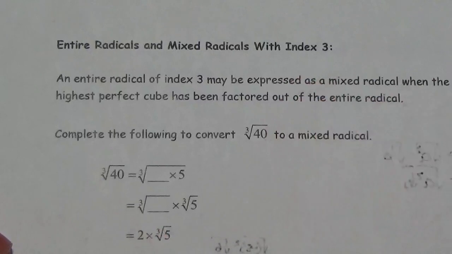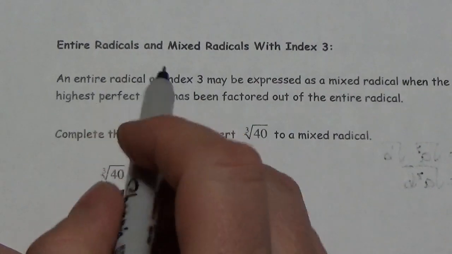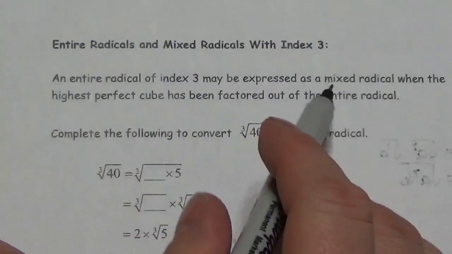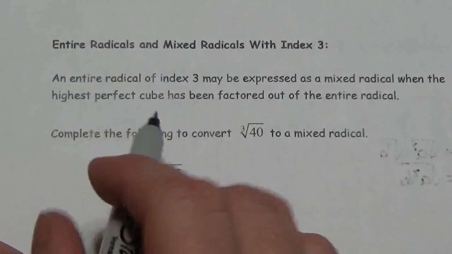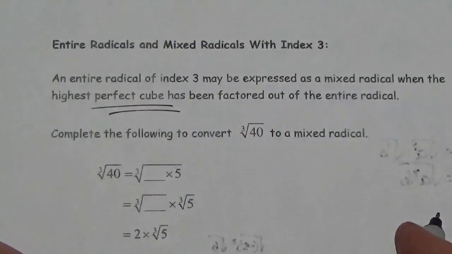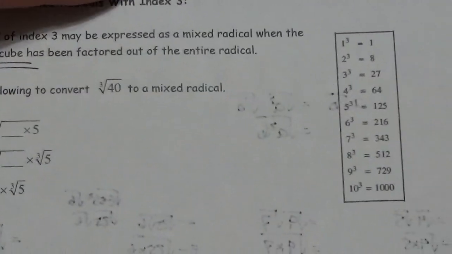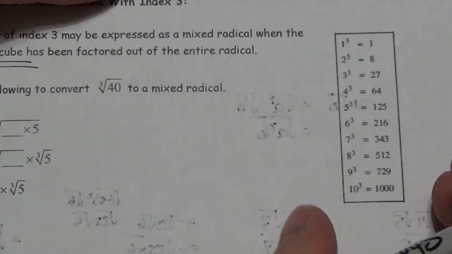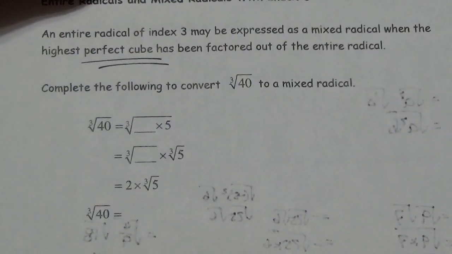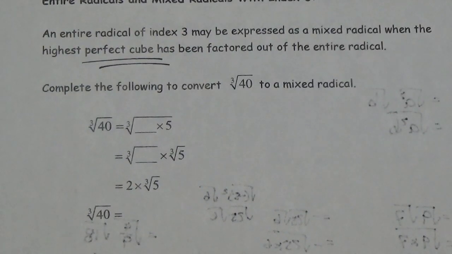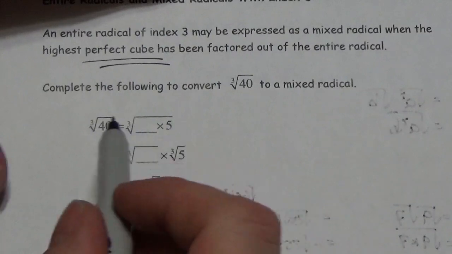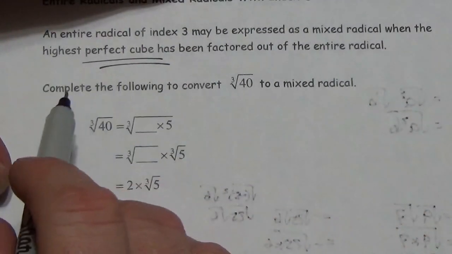Okay, now finally to end off this lesson here, we're just going to take a quick look at how it works with cubes. Okay, so an entire radical of index 3 may be expressed as a mixed radical when the highest perfect cube has been factored out. Now, to do this, you got to know your perfect cubes, and so you've got this little list of perfect cubes over here. Okay, these are probably a bit less well known than the perfect squares here, but just to give you an idea of how this works.